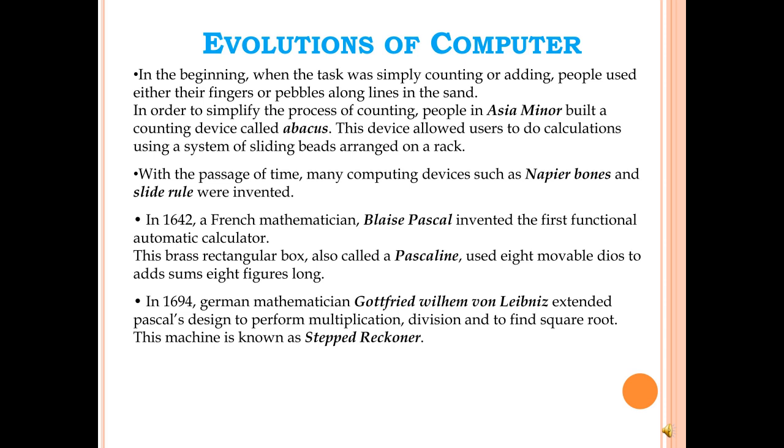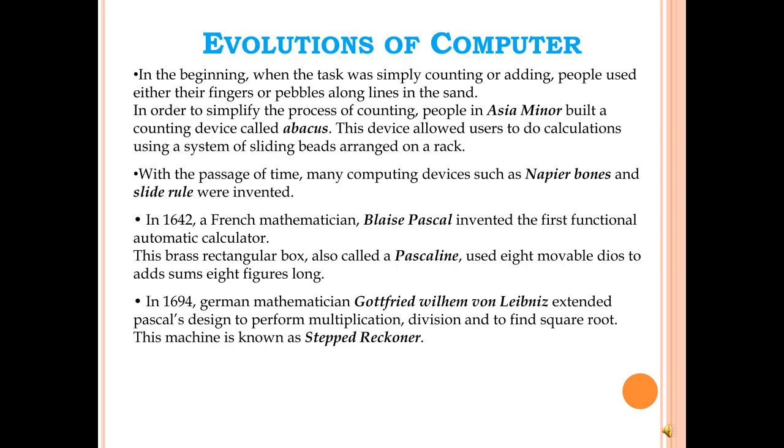And how was it designed? It was designed in a brass rectangular box, and that brass rectangular box is also known as the Pascaline. The name Pascaline has been derived from the name of Blaise Pascal. It used 8 movable dials to add figures up to 8 digits long. It used the 8 movable dials to make the calculations.